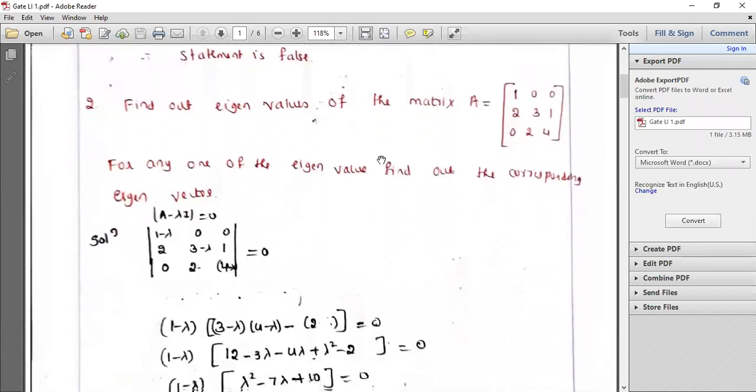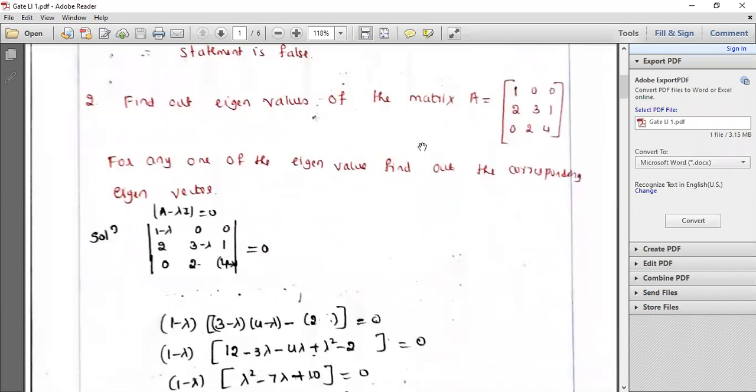So here example number 2 is, this actually appeared in 1995. So this question, find out the eigenvalue of the matrix A. This is the given matrix, and for any one of the given eigenvalues, we have to find out the corresponding eigenvector. So you know that for finding out the eigenvalue, a very important step is we should know the characteristic equation.